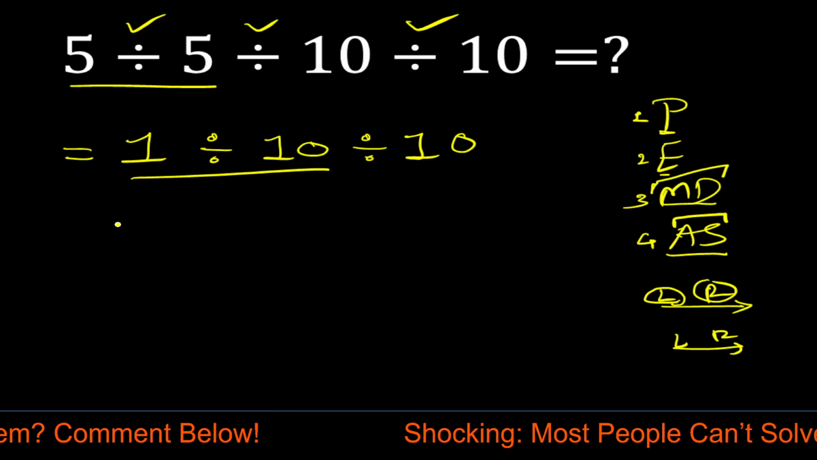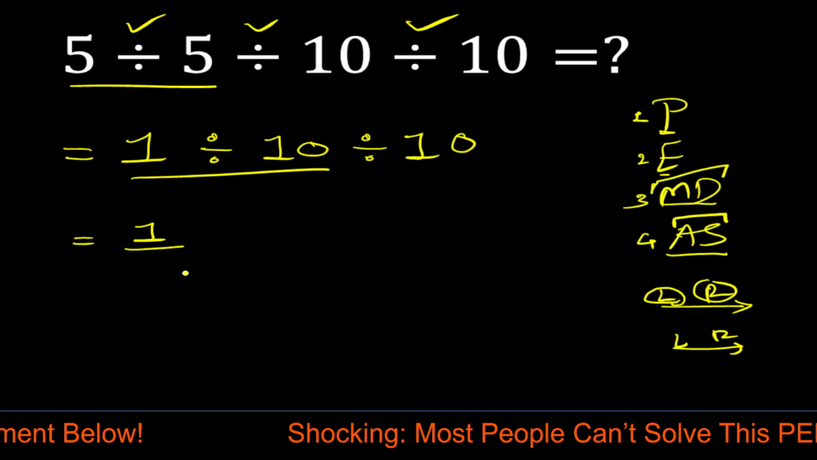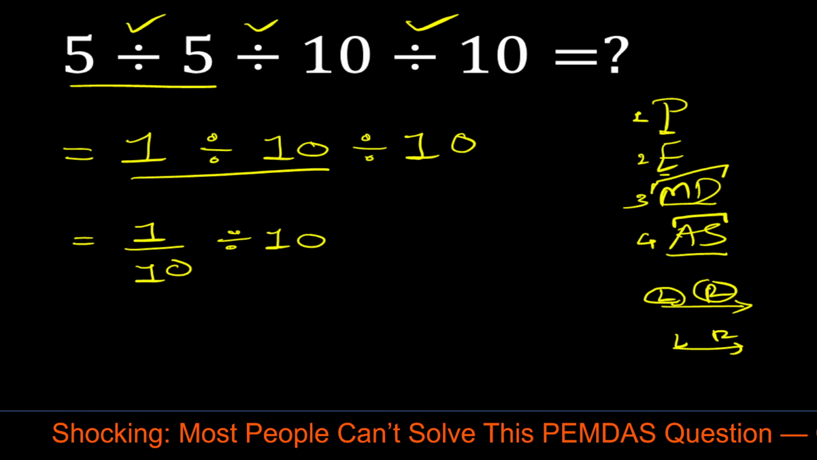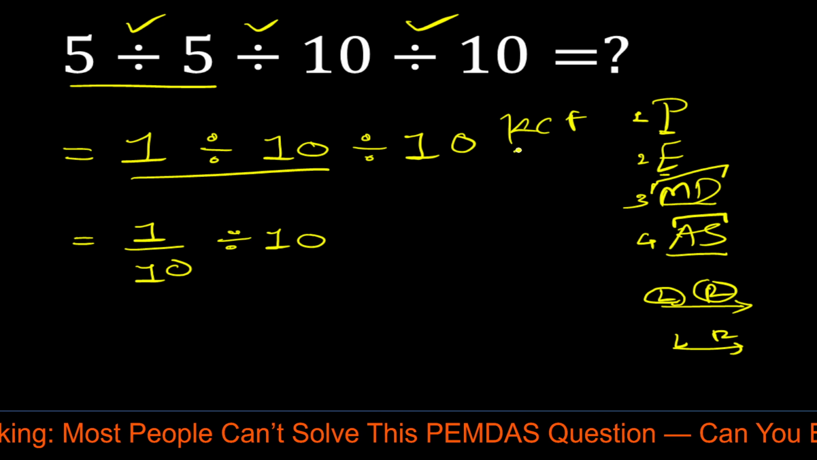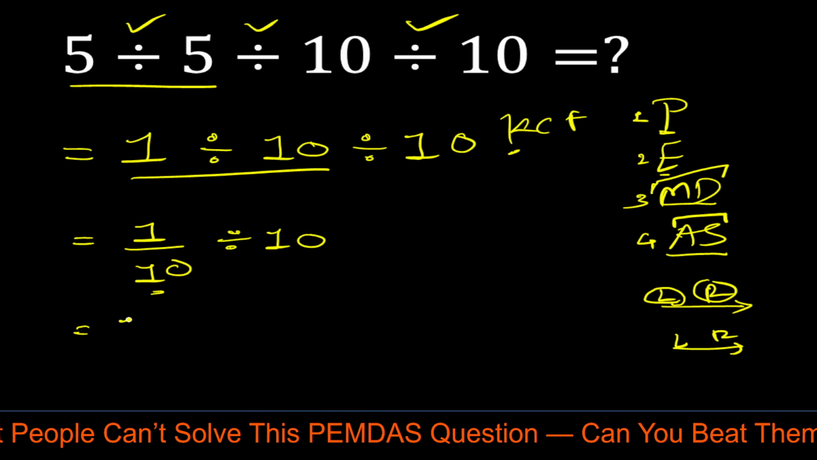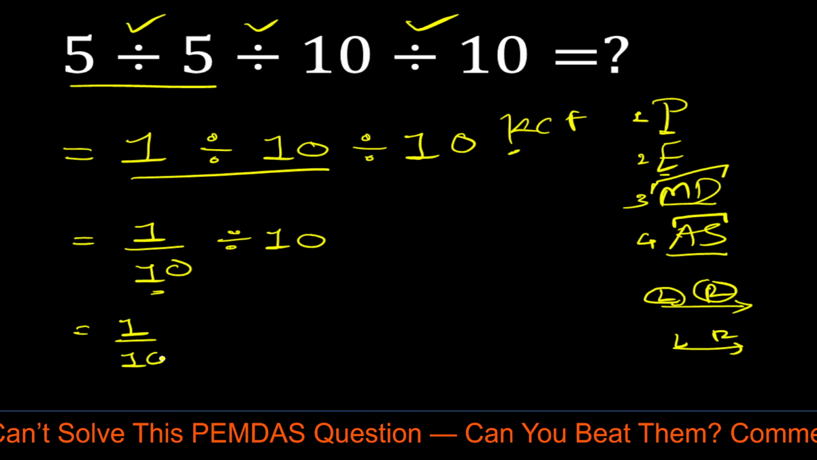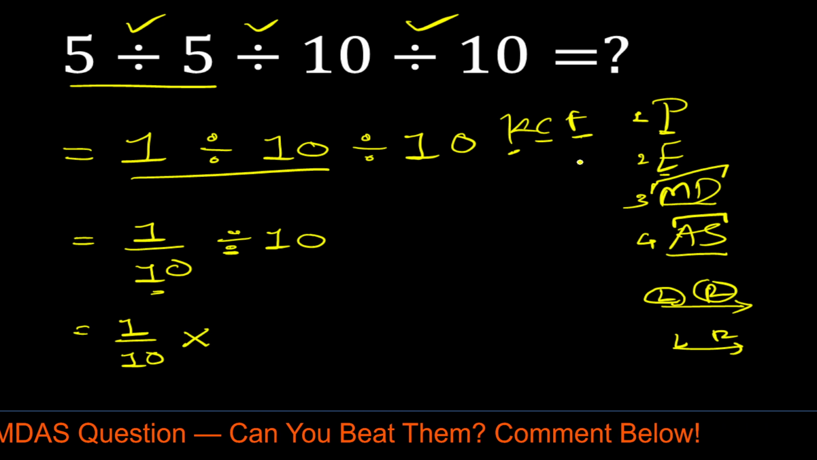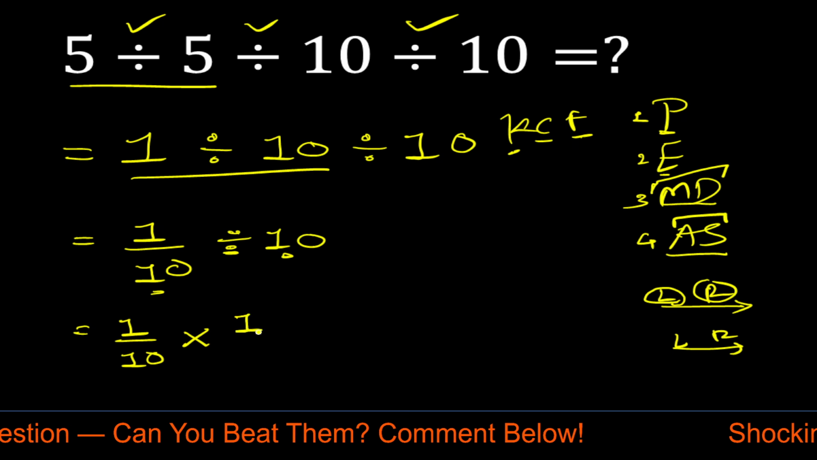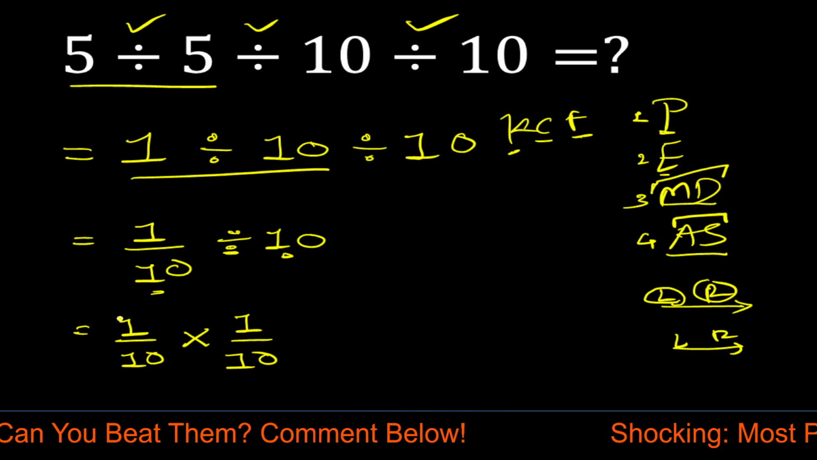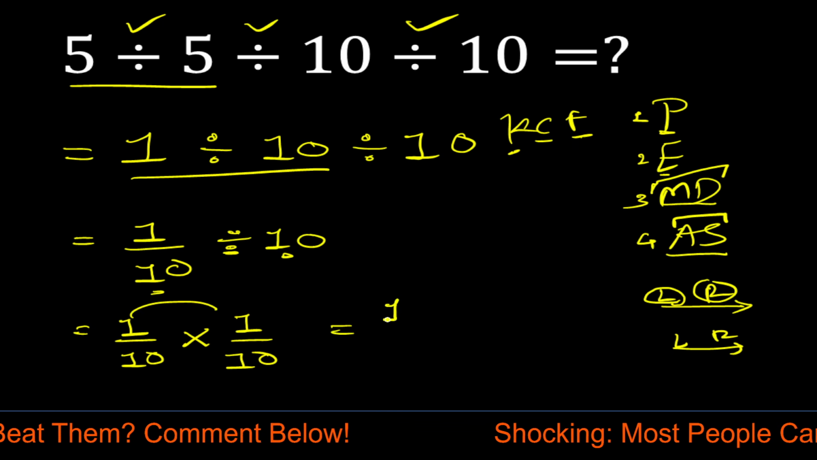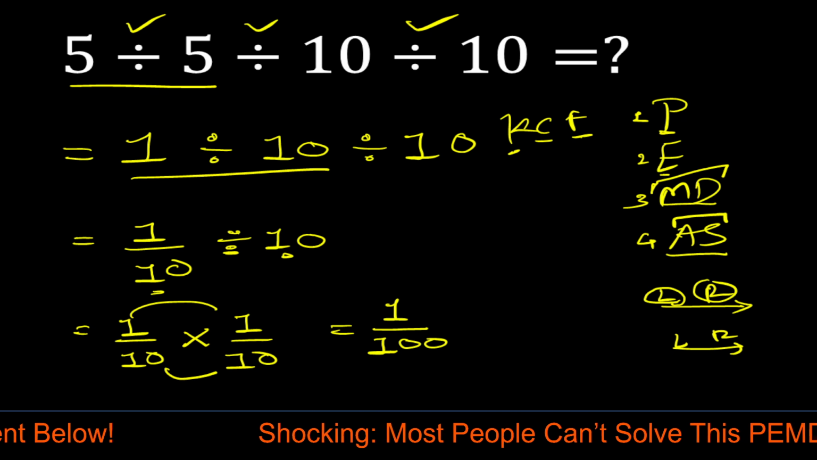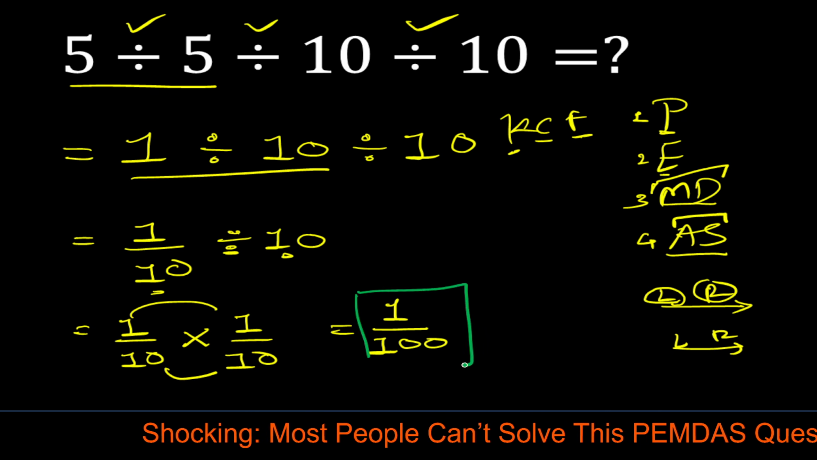Now 1 divided by 10 can be written as 1 upon 10 divided by 10, right? Now according to the KCF rule, K means keep this first fraction, 1 upon 10, as it is the same. Then C means change this sign from division to multiplication. Then F means flip this second 10, which is equal to 1 upon 10, right? Now 1 times 1 is equal to 1 and 10 times 10 is equal to 100, right? So the correct answer is 1 upon 100.